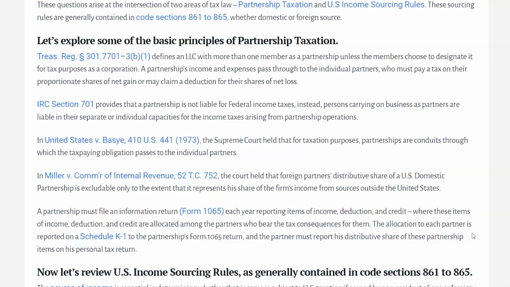So generally, when a foreign person earns foreign source income, it's not taxable. And because the partnership is just a conduit or a vehicle or a flow through, whatever income the partnership makes in that foreign country would also not be taxable to the foreign partners.